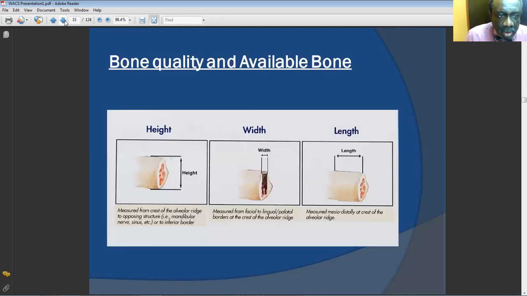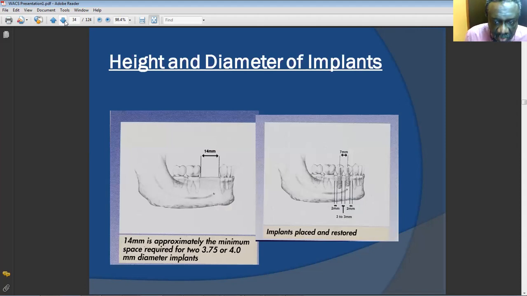You can see the height, and you must measure the height from above or below the vital anatomical structure up to the crestal bone. And that is the width of the implant, and then that is the length of the bone. And what I'm going to do now is to show you this edentulous space, which is 14 millimeters.